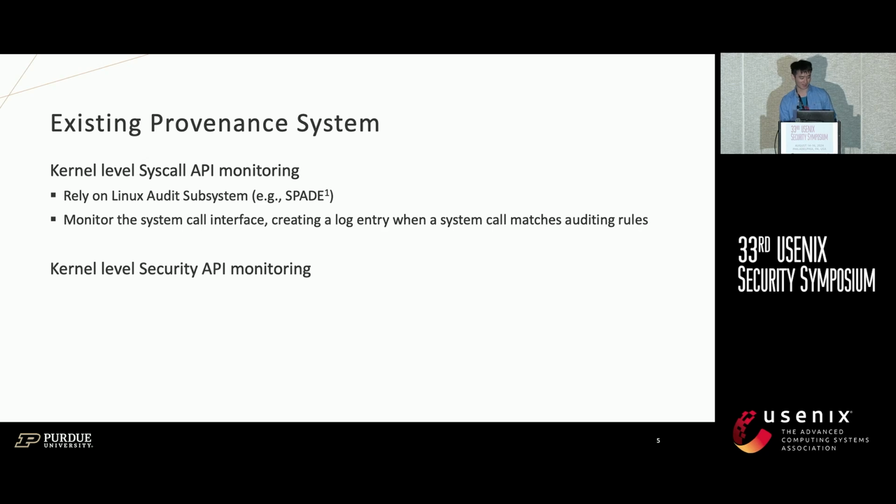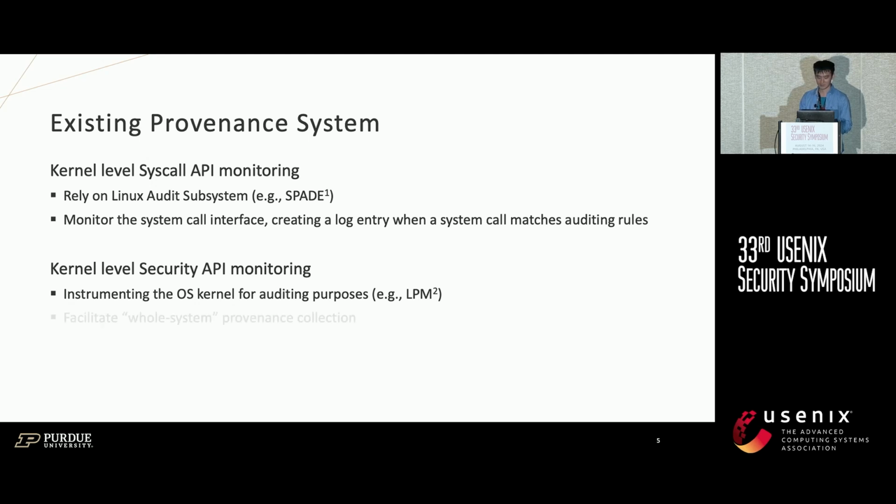And the next category is kernel-level security API monitoring. In this category, they instrument the OS kernel for auditing purposes, for example, the LPM system. And this facilitates whole-system provenance collection. For example, a lot of systems, like Hi-Fi or CamFlow, all come from this category.